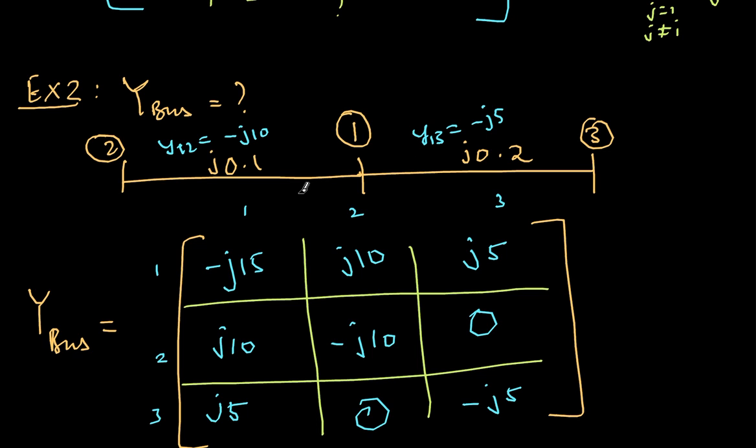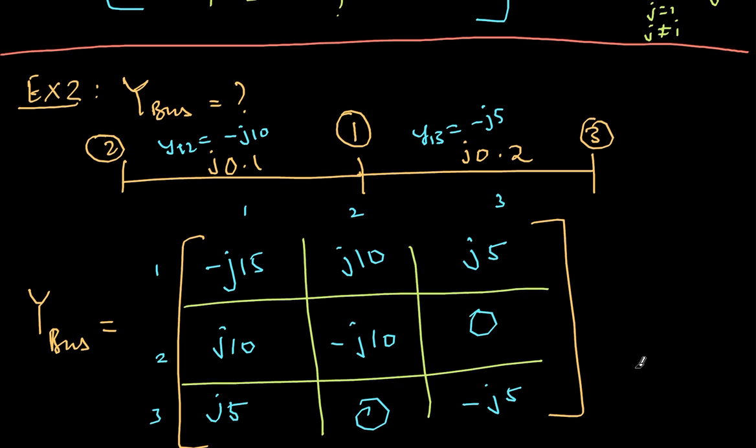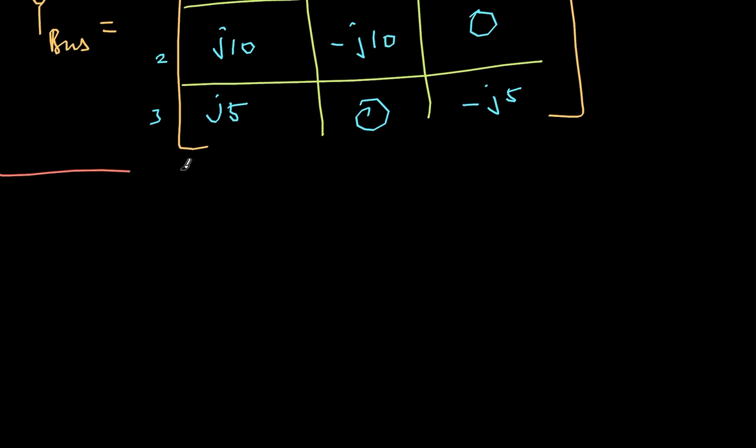This is the second example. I hope you're able to get this. So let's solve a slightly bigger problem. Let me put some lines. This is example 1, example 2, and example 3. I'm going to do it now. Form Ybus for the following system. The system network is something like this.